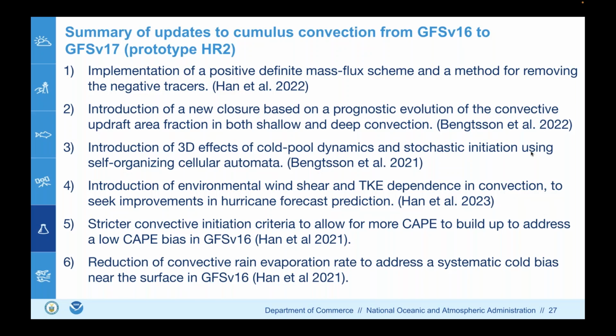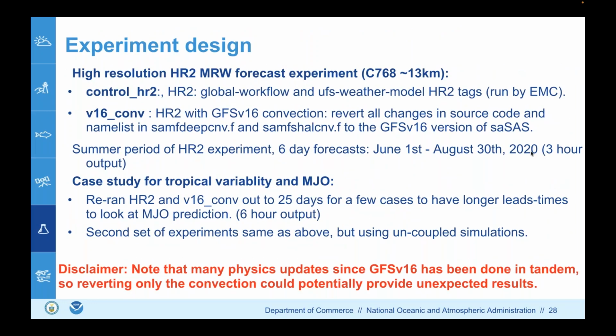And finally, there's a reduction of convective rain evaporation rate to address a systematic cold bias near the surface in GFS version 16. These updates or innovations have been published and individually looked at for their impact within the prototype process. But in this study, I am looking at the combined effect.